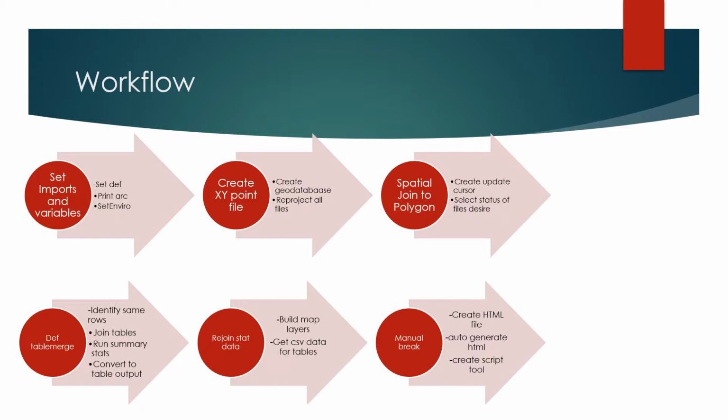From there, it goes down to one of the cool definitions or functions that I made, which was the table merge. And in there, there are all sorts of different tools being called upon, like joining the tables, identifying rows. So that was first, and then running a summary statistics of that data, and then I had to convert that data to a CSV table. That way I could try and write that into the HTML.